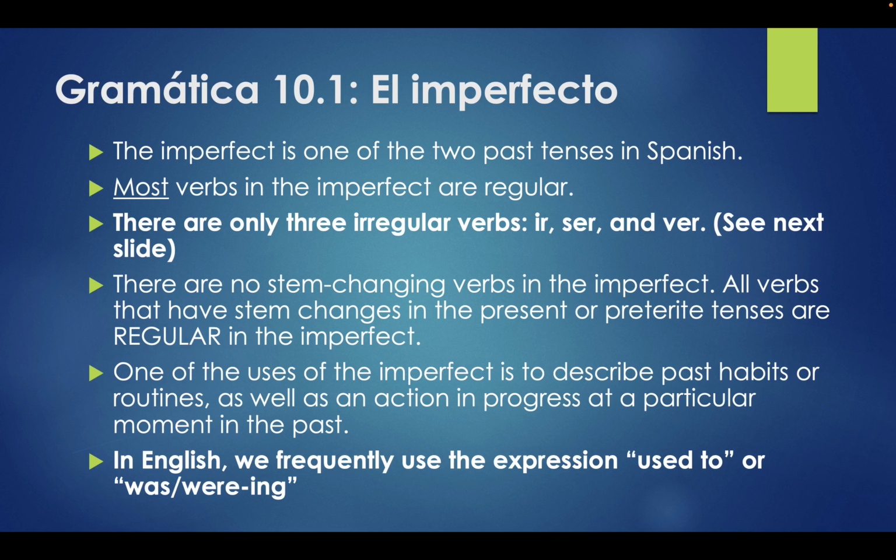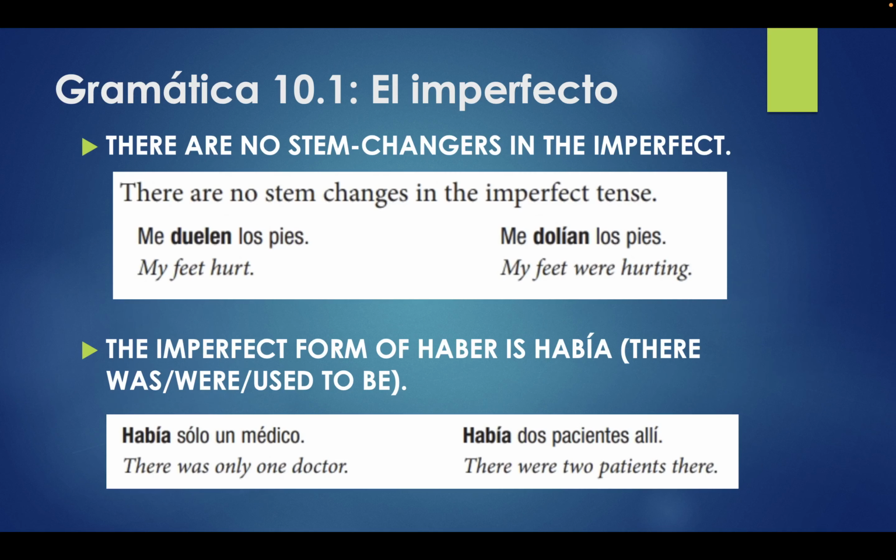So let's take a look at some of these irregulars in the imperfect. So I already told you there's no stem changers. So unlike the verb doler in the present where you're like, oh, me duele, it hurts me, me duele el pie, my foot hurts, or me duele el ojo, my eye hurts.